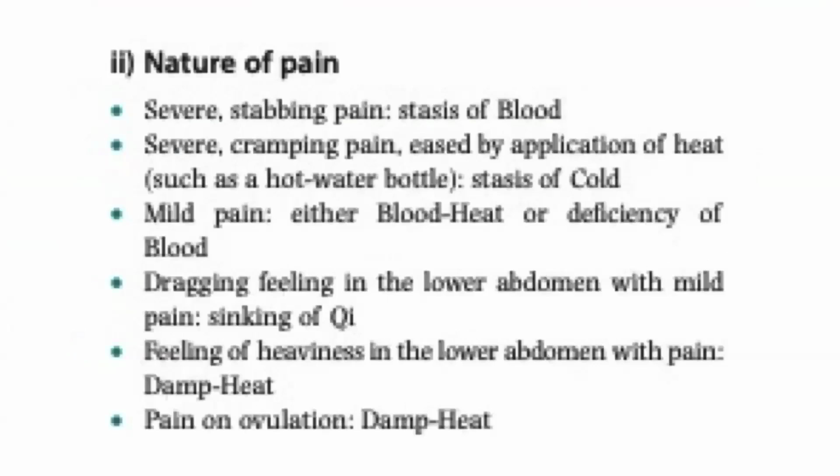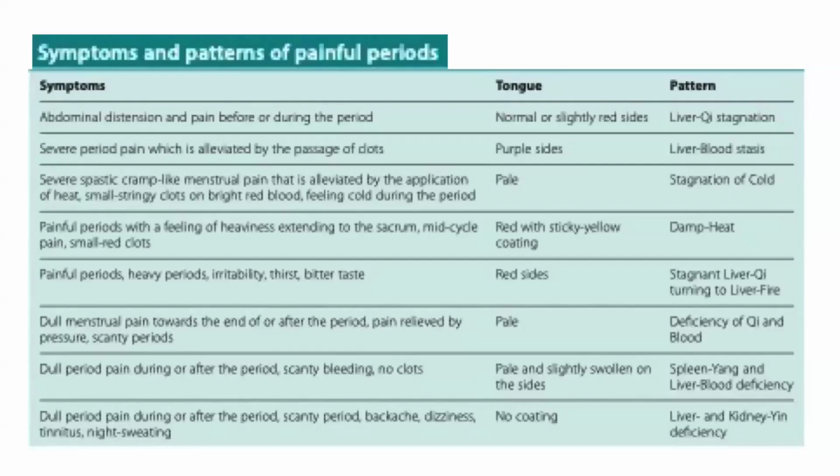Nature of pain. For severe stabbing pain, stasis of blood. Severe cramping pain eased by application of heat, such as a hot water bottle, stasis of cold. Mild pain, either blood heat or deficiency of blood. Dragging feeling in the lower abdomen with mild pain, sinking of chi. Feeling of heaviness in the lower abdomen with pain, damp heat. Pain on ovulation, damp heat.